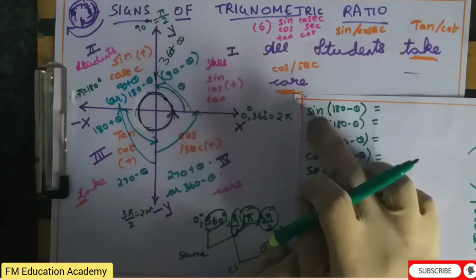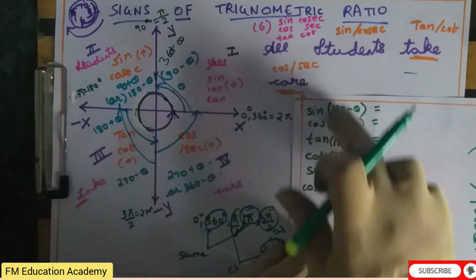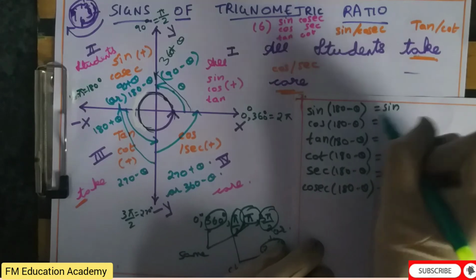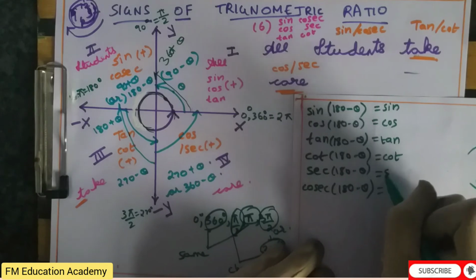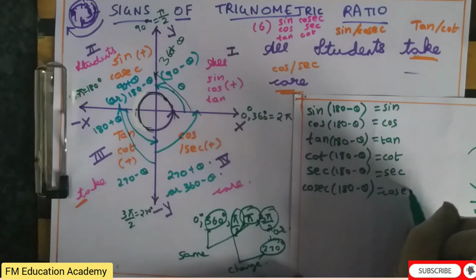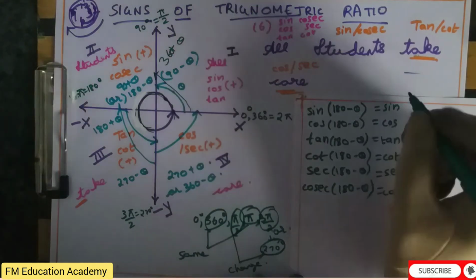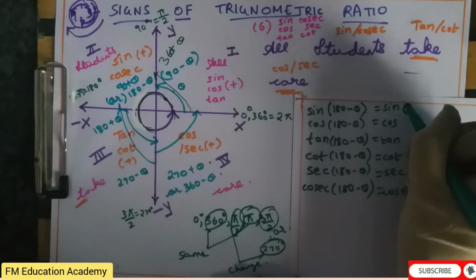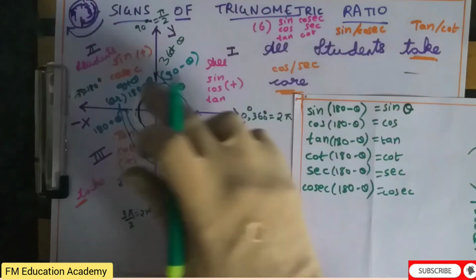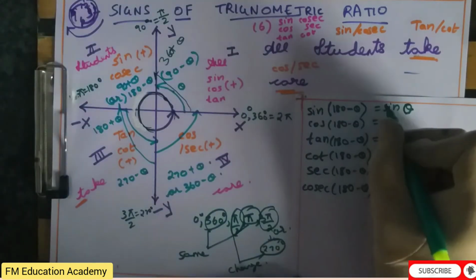What is sine 180 minus theta? 180 will remain same only, so sine will remain sine only. Similarly, cos will remain cos only, tan will remain tan only, cot will remain cot only, secant will remain secant only, cosecant will remain cosecant only, because I said pi and 360 will not change the trigonometric ratios. Now, sine 180 minus theta will be equal to sine theta. Will it be positive or negative? Sine is positive in the second quadrant, so it will be plus sine theta only.